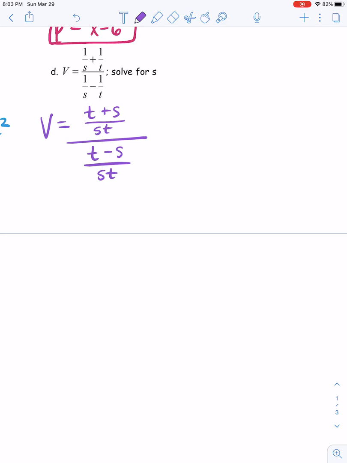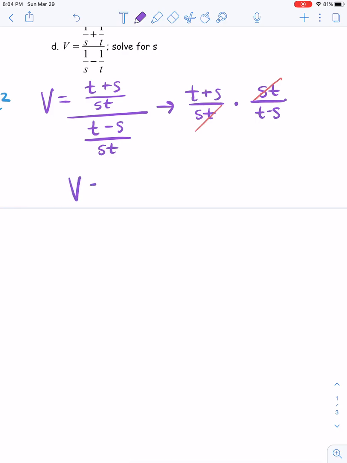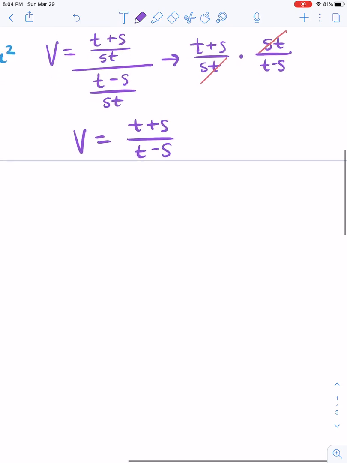Well, you know that dividing by a fraction, you can just multiply by the reciprocal. You can rewrite that. So now I have t plus s over st times st over t minus s. Well, what do you notice about those st's? They are going to cancel out, right? So I just have v equals t plus s over t minus s. We're not done yet, okay? We need to solve for s. That's our goal for this whole problem, is to solve for s.